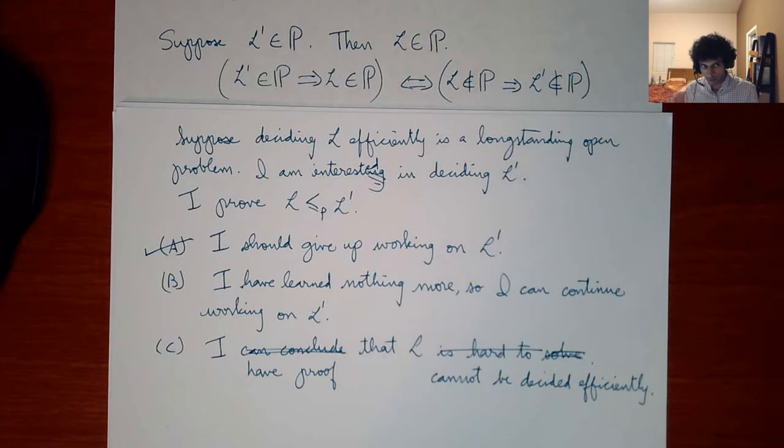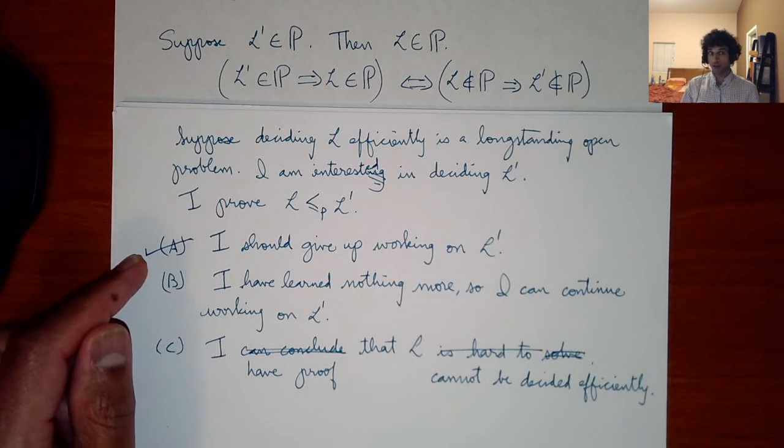And trust me, the first time you see this, you have to do a double take. You have to read this stuff carefully. You have to think, and it can be confusing. So ask me questions, and I can try to clarify your doubts. Is this clear why you should give up working on L prime?